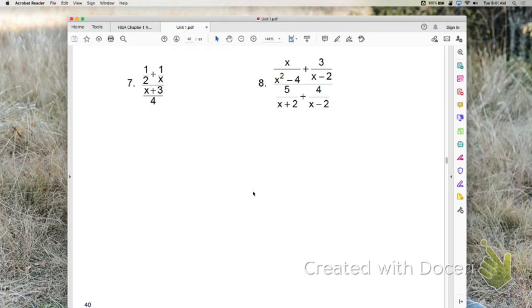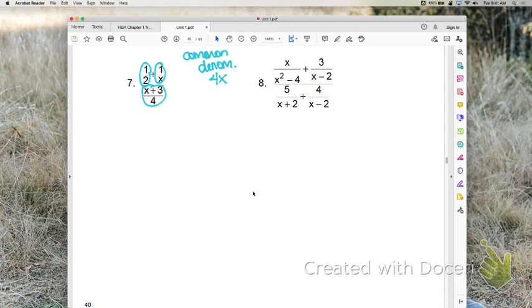So here's what I'm looking at in 7. Complex fractions are fractions within fractions, right? We have little fractions within a big fraction. Okay, so how many little fractions do you see in 7? 3, right? I've got 1, 2, 3. If I were to get a common denominator, I'm not going to, but if I were, what would said common denominator be? 4x. So my common denominator for those 3 would be 4x. Are we all okay with that fact?